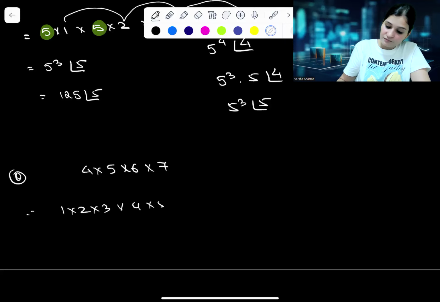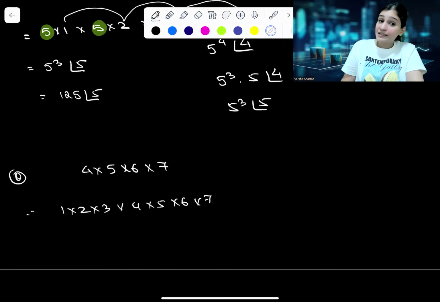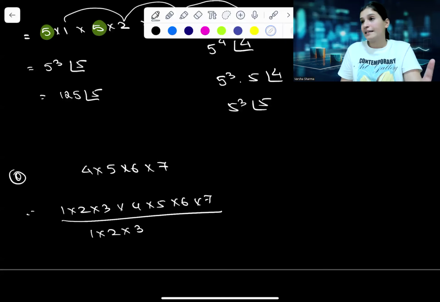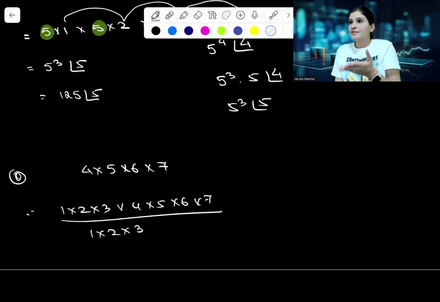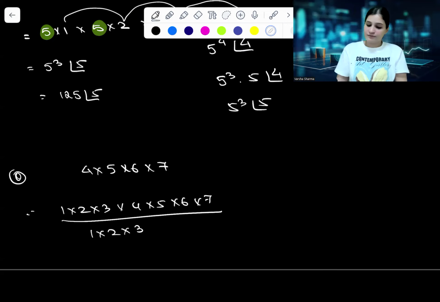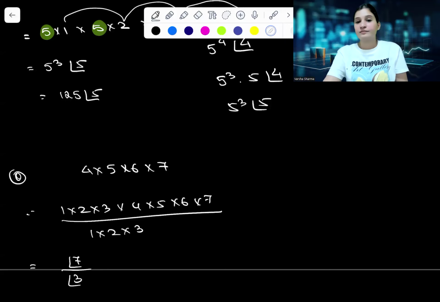But can I do that? This is wrong. So to balance it, what will I do? Very good. I'll divide it by 1 into 2 into 3. Now this is balanced. 1, 2, 3 and 1, 2, 3 get cancelled. I'm still left with 4, 5, 6, 7. But now this has helped me to write it as a factorial. So the numerator is from 1 to 7, which is 7 factorial. The denominator is 1, 2, 3, that is 3 factorial. Understood, guys? Yes, ma'am.